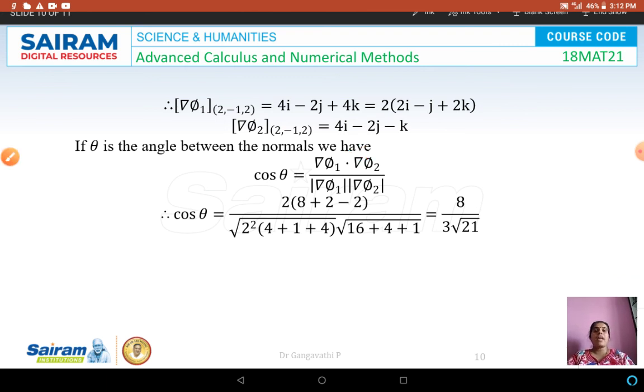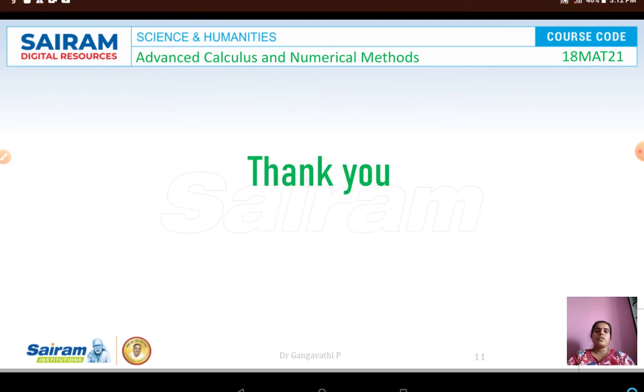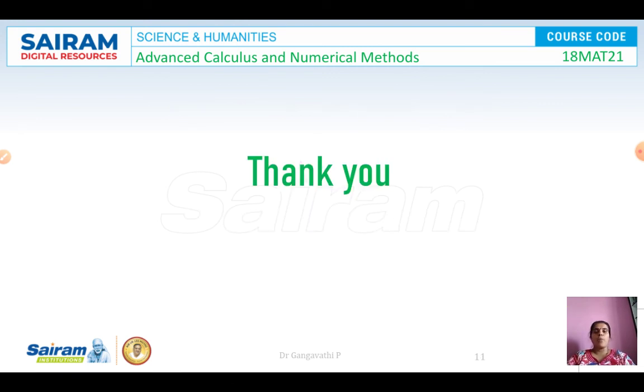So this is how we have to find the angle between the surfaces. First we have to convert the surfaces to vector normals. If phi is the surface, then grad phi is a vector normal, and we can convert both the surfaces to the vector normals, and then we can find the angle between the vector normals. So this is how we have to work out the problems on these things. In the upcoming sessions, we will discuss more about it. Thank you.